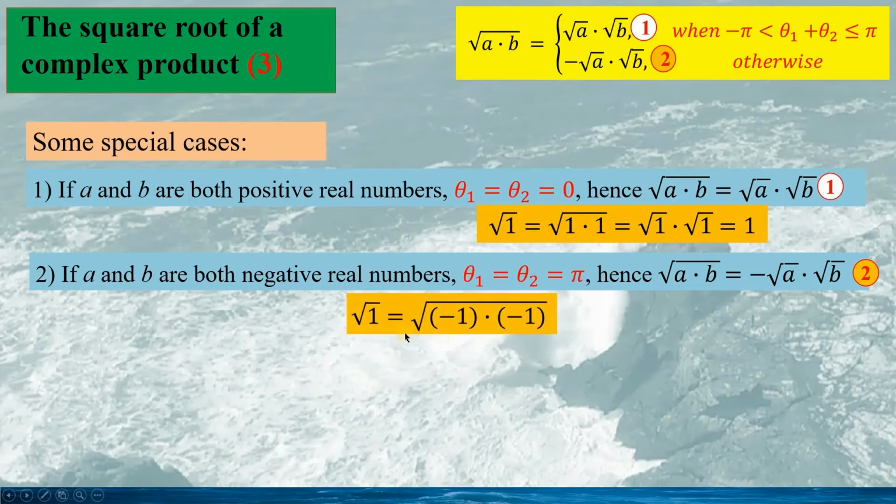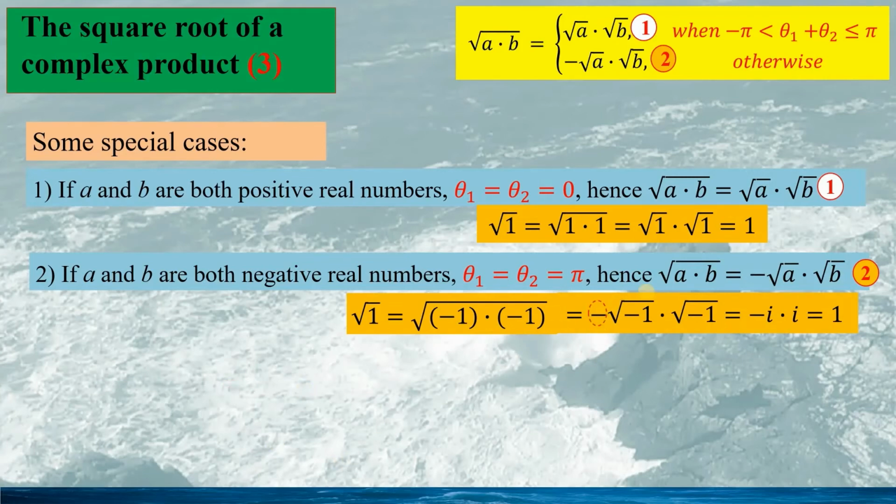So if we look at the example at this, the square root of 1 would equal the square root of minus 1 times minus 1. And this would be minus the square root of minus 1 times the square root of minus 1. So it is minus i times i, and then we have 1. Therefore, we have the correct result here.